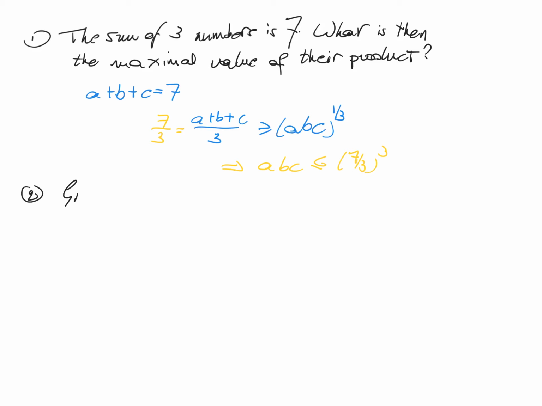Then for the second example, take a rectangle. So you have given a rectangle for which you know that the perimeter is P. What is then the maximal area of that rectangle in terms of P?